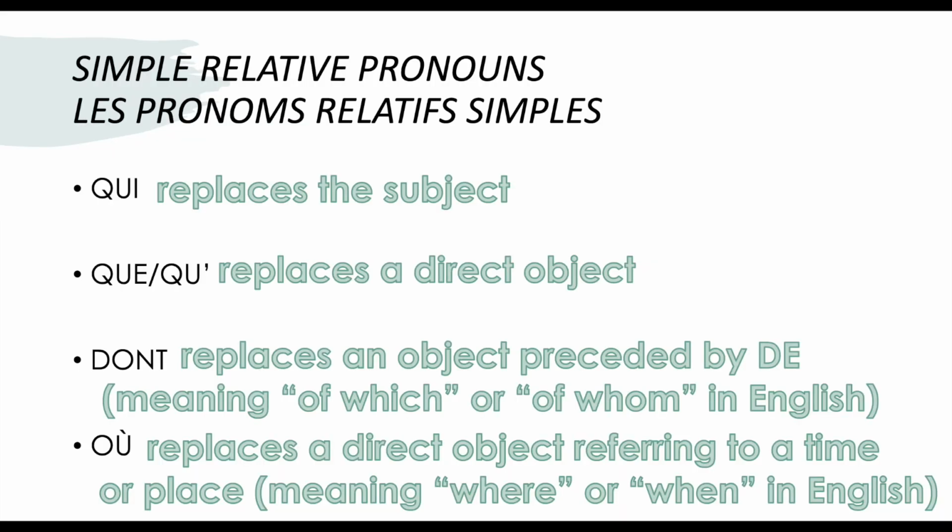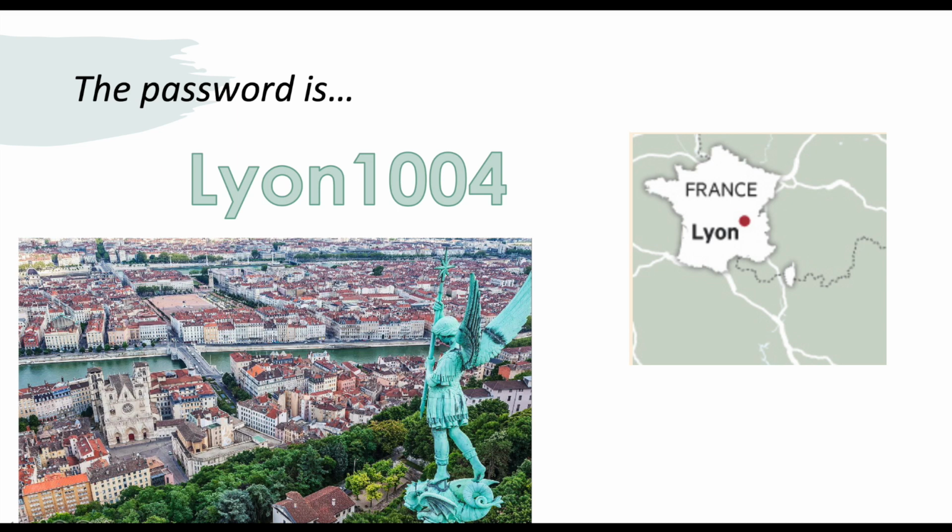Okay, just to review the simple relative pronouns, we have qui, which replaces the subject, que, which replaces a direct object, and dont, which replaces an object preceded by de. It can mean of which or of whom in English. It can also mean that, depending on the context. And then où replaces a direct object referring to a time or place. So grammatically, it's doing the same thing as que, but it changes the meaning. Any place that we would want to say where or when, we're going to use où in French.